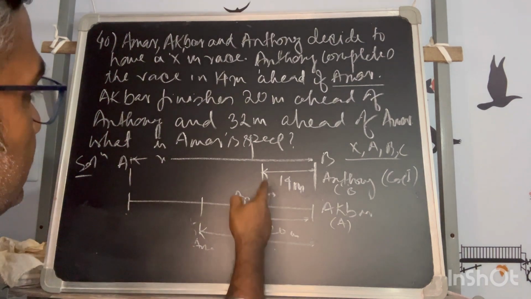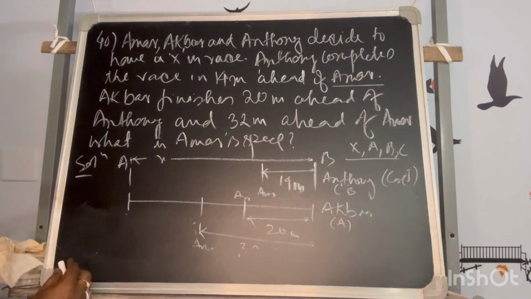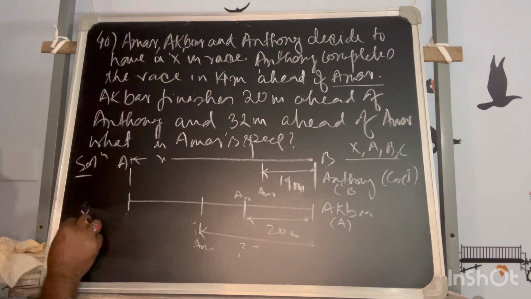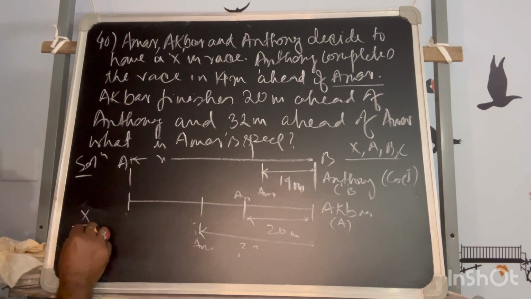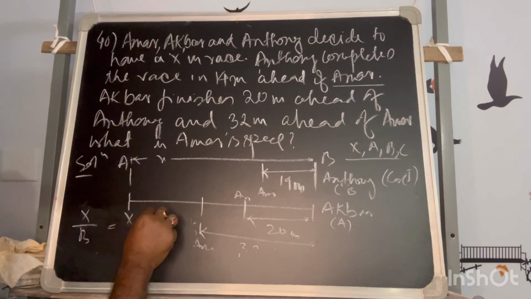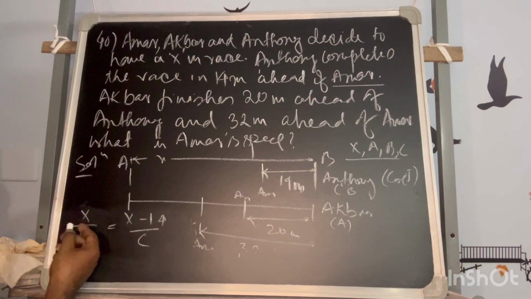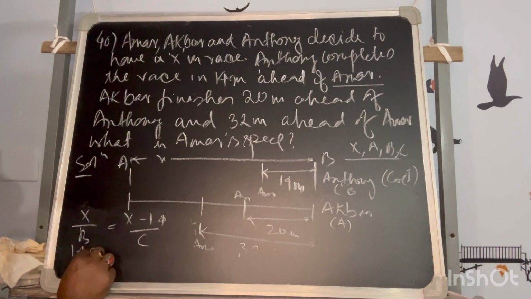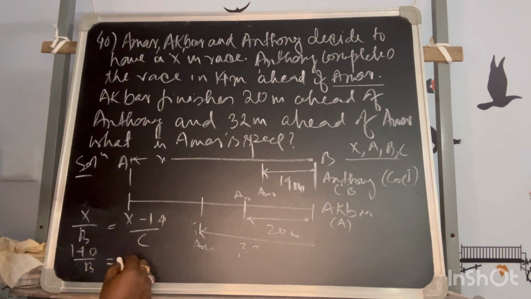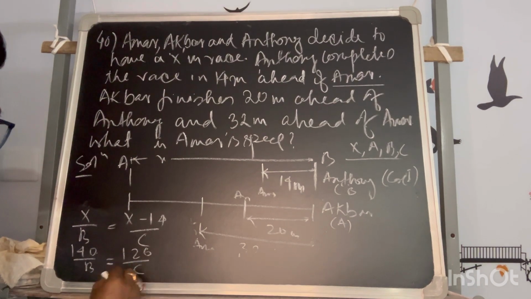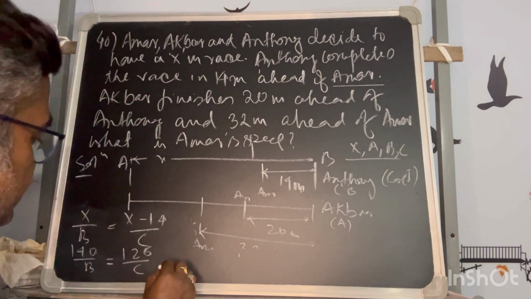So I want to get Amar speed. So initially x by a is equal to x minus 14 by c. x is equal to 140. So 140 by b is equal to 140 minus 14, which is how much? 126 by c. So this is the first equation.